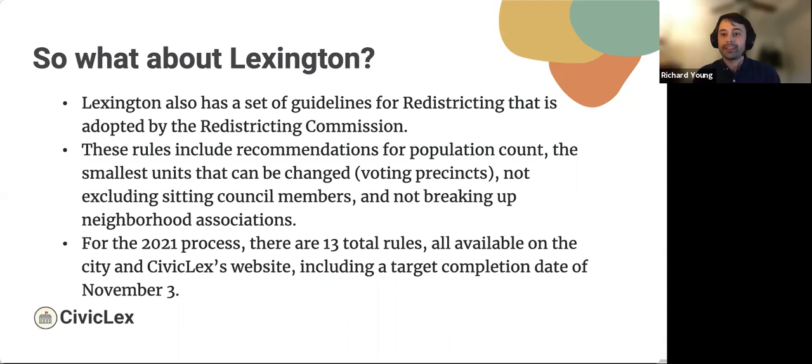It can affect things like not building a district so you sort of district out a political representative, and not breaking up neighborhood associations. So there are a variety of other rules. Lexington's Redistricting Commission this go around actually has 13 rules that are part of it. And all of those are available on the city's website and on our website. So if you're interested in learning what those 13 rules are, you can go visit either one of those places and find all of them. We'll have our website and the city's redistricting page at the end of this workshop.